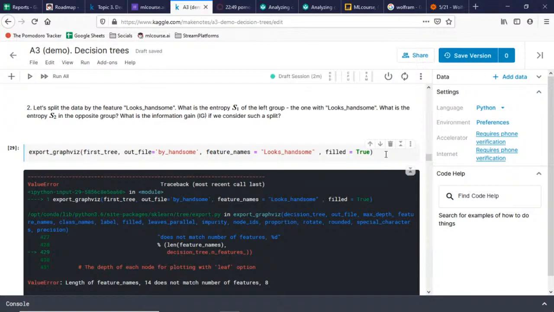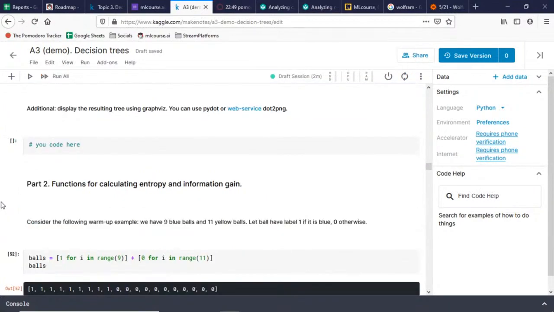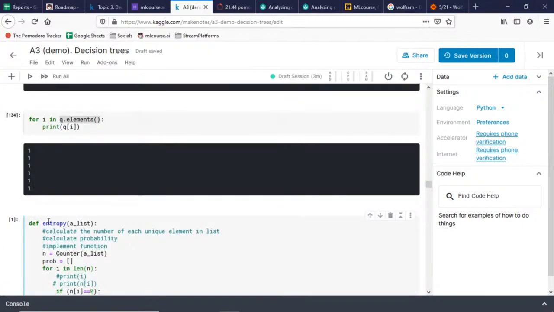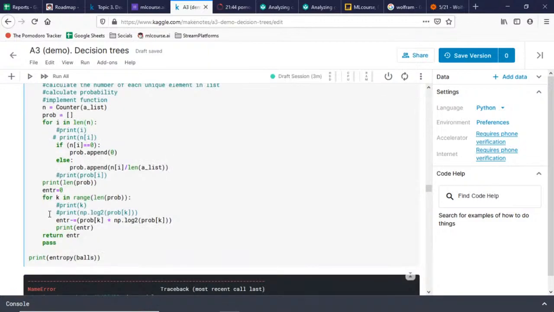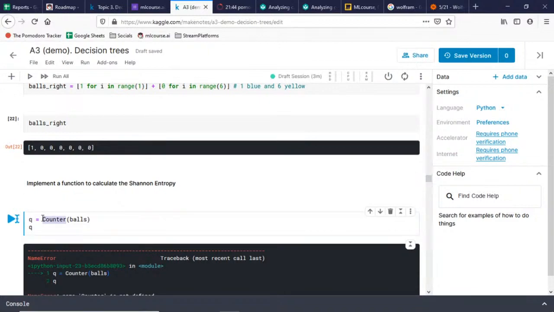Okay, so yeah, here we have some example. The goal is to write some functions. I need to find the library for this function because I took it somewhere. Counter function Python.